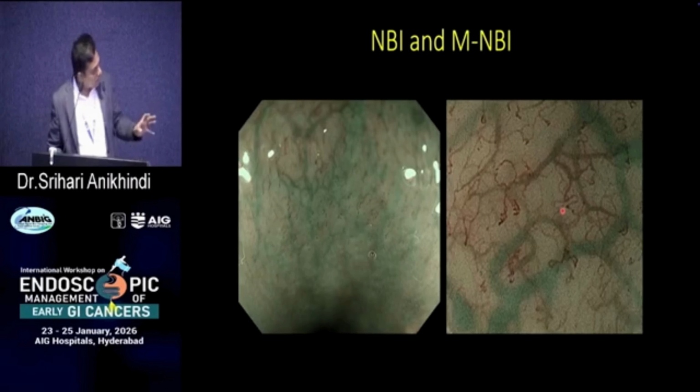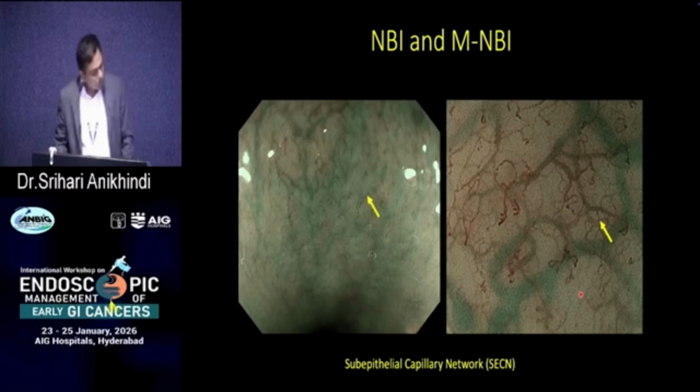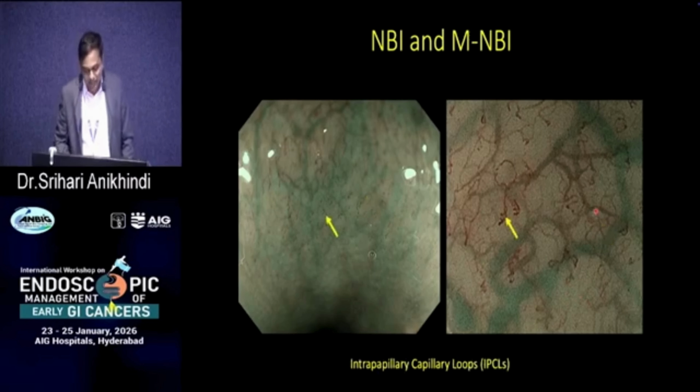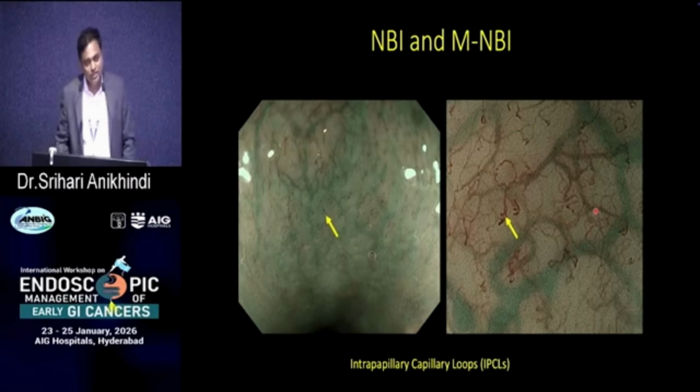So when you have done an NBI or a magnification NBI, you will start appreciating these structures. Like the branching vessels are the deeper ones, which are the bluish appearing larger vessels that you can see at the bottom. Then you have the subepithelial capillary networks, which are arising in an arborizing fashion from here. And at the end of that, you will have these intrapapillary capillary loops, that is the IPCLs, which we try and characterize when we do especially a magnification NBI. So how does this help us?